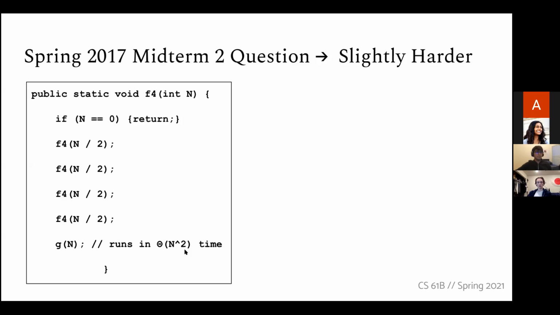Okay, how's everyone doing on time? Feel free to message me in the chat if you need more or if you're ready. Okay, it looks like people are starting to be ready, so we'll start and take a look at how g of n is going to be affecting our total runtime.